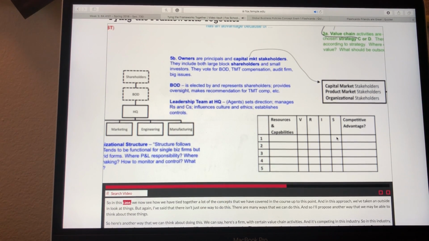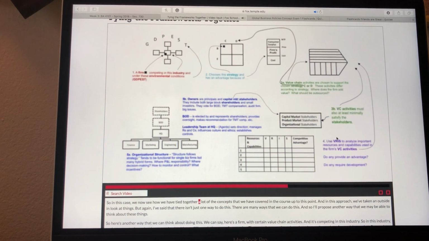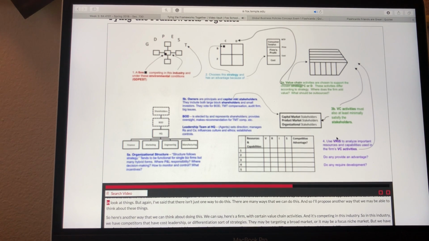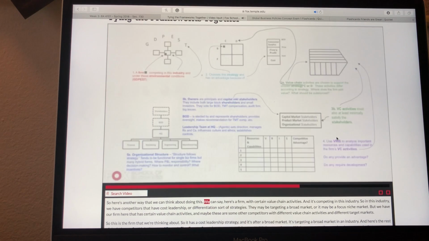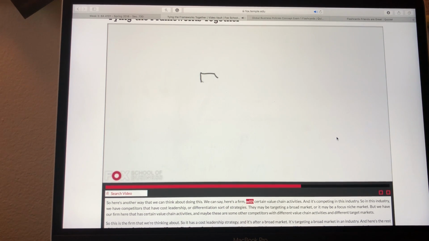Okay, so in this case, we now see how we have tied together a lot of the concepts that we have covered in the course up to this point. And in this approach, we've taken an outside-in sort of look at things. But again, I've said that there isn't just one way to do this. There are many ways that we can do this. So I'll propose another way that we may be able to think about these things. We can say, here's a firm with certain value chain activities, and it's competing in this industry.